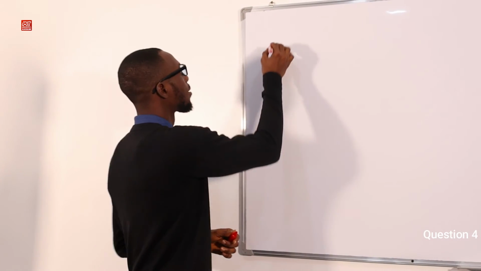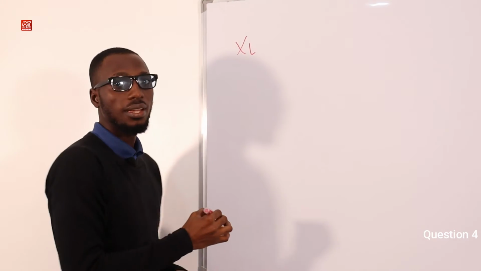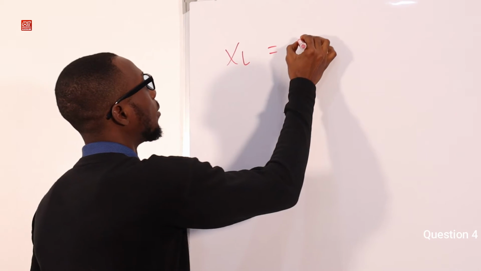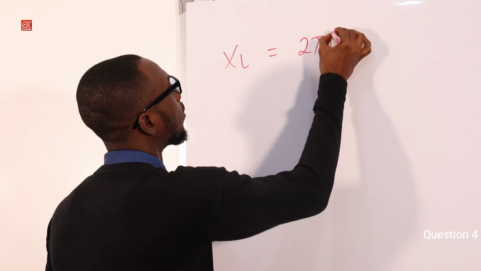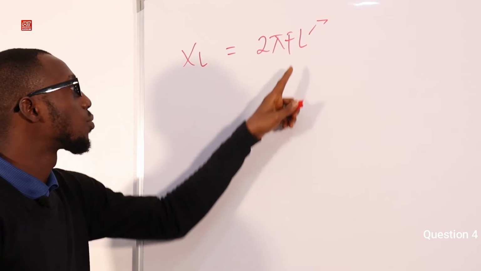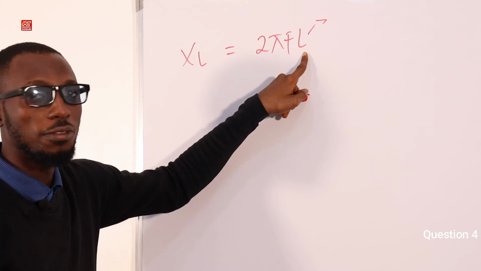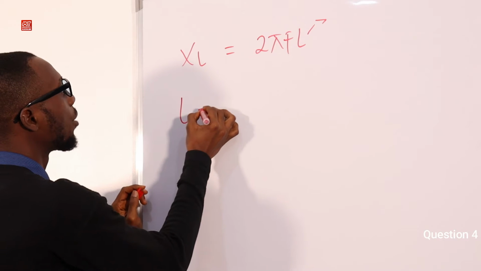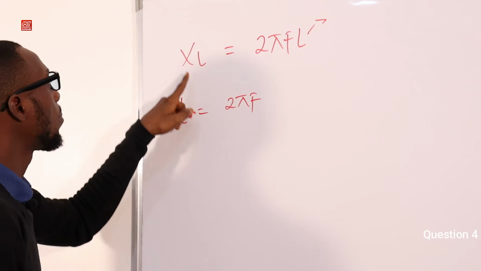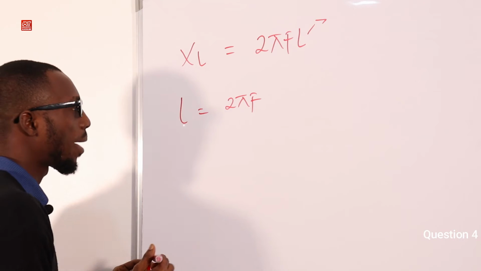So remember this. Inductive reactance equals, where this is the inductance that we are looking for. So we have to make this the subject of the formula. So that will be L equals XL divided by 2 pi F.